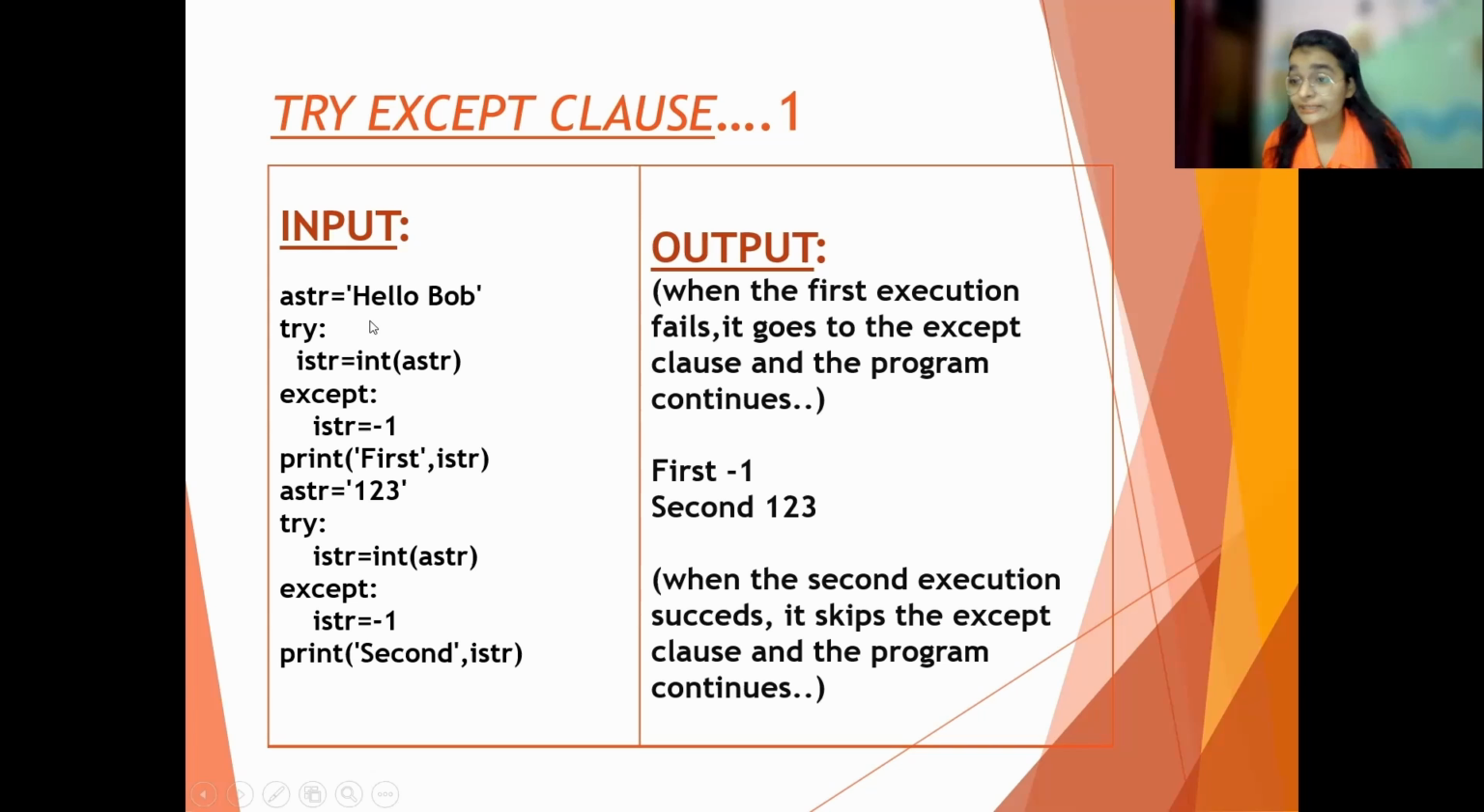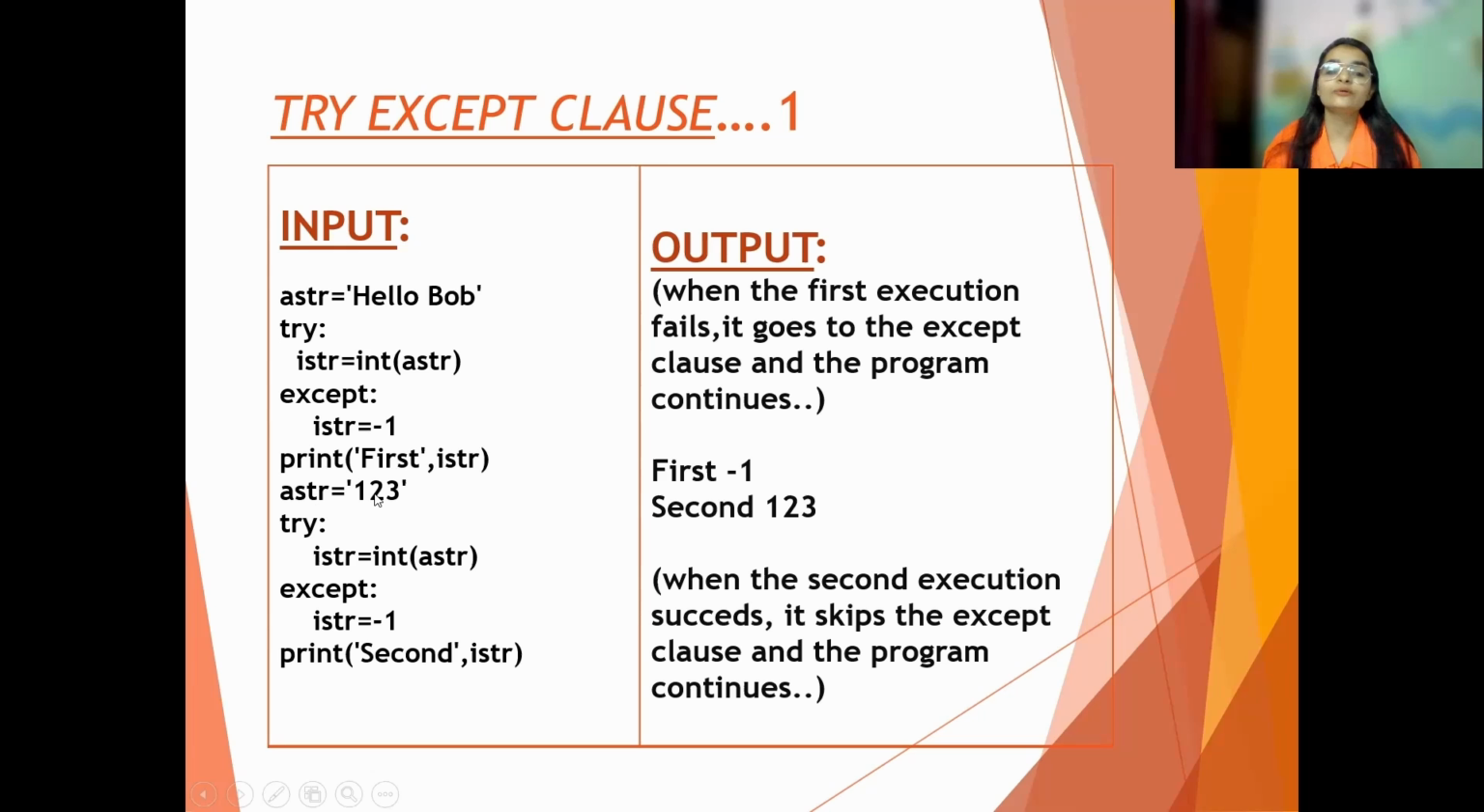Since ASTR was "hello Bob", it does not contain any numeric character, so we won't be able to convert it into integer format. If we are not able to convert it, it will move on to the except clause and then the program will continue after it. So it will print first and then ISTR, that is first -1, because -1 is the value assigned to the variable ISTR.